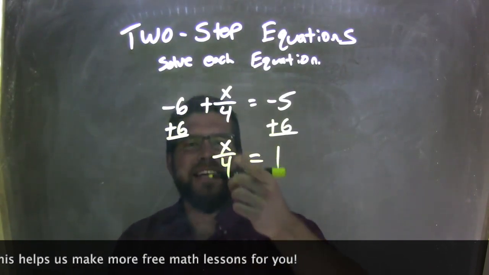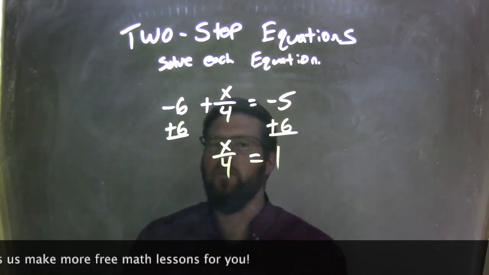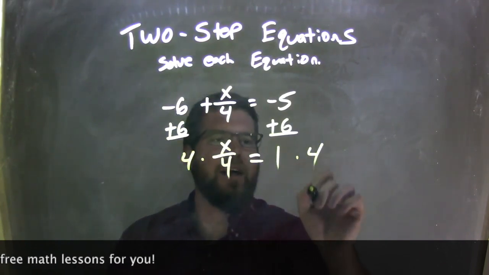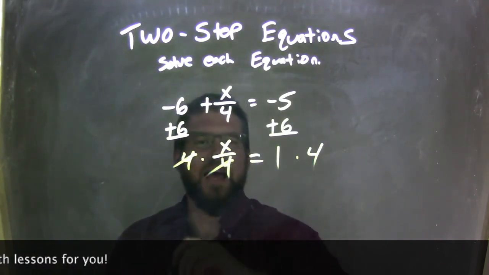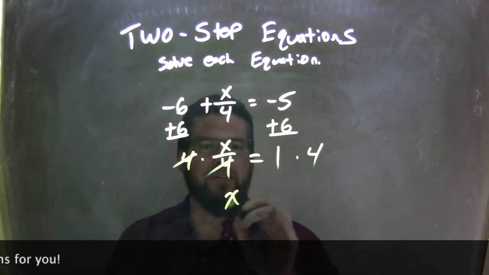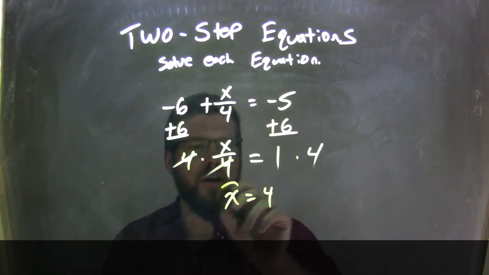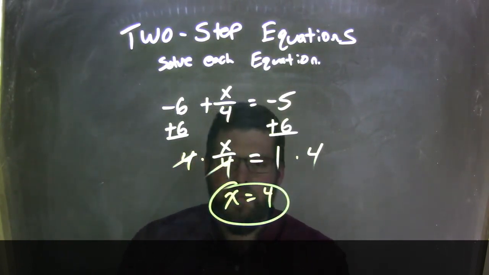Now, I have x divided by 4. Opposite of division, multiplication. So I need to multiply 4 to both sides. 4's here cancel, so now we're left with just the x. And then 1 times 4 is 4, and so now we're left with our final answer of x equals 4.